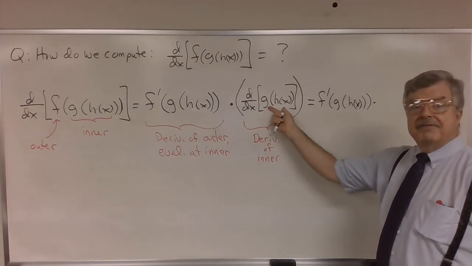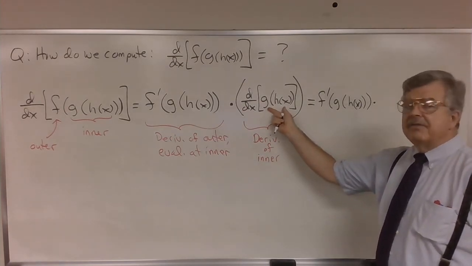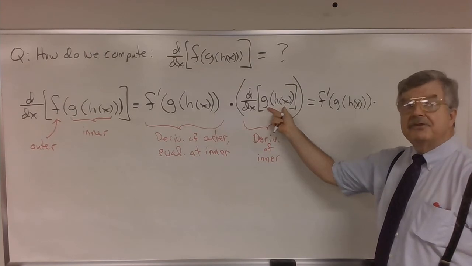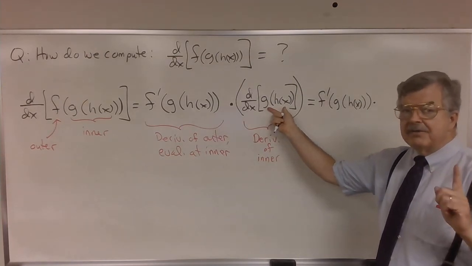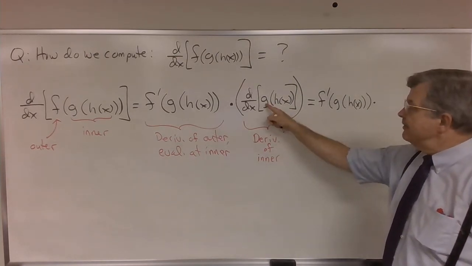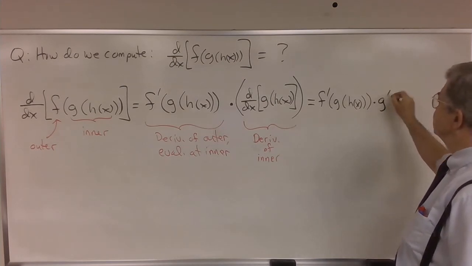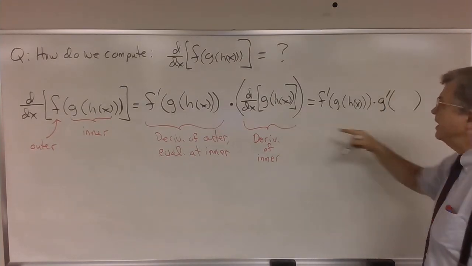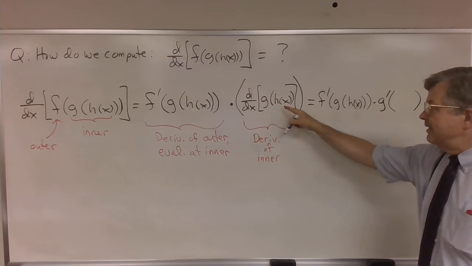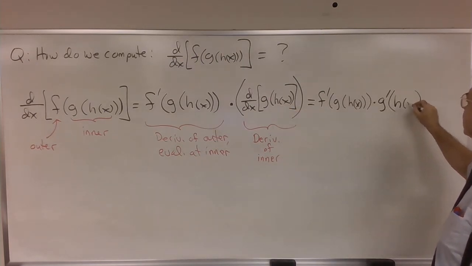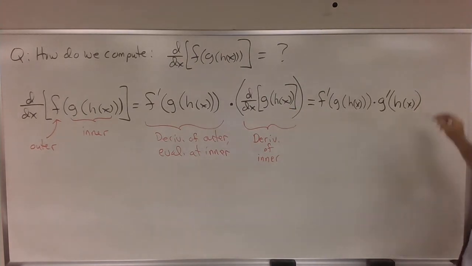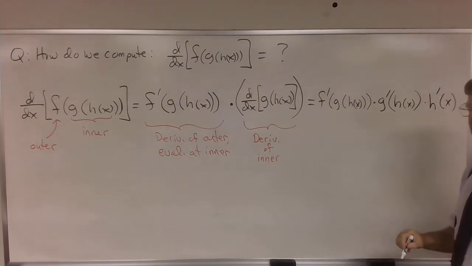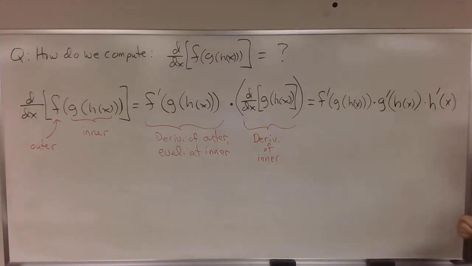Times the derivative of this thing. Well, this is just the composition of two functions. We know how to do that. The derivative of the outer, which is g prime, evaluated at the inner, h of x, and then times the derivative of the inner. Okay. This is what it turns out to be.